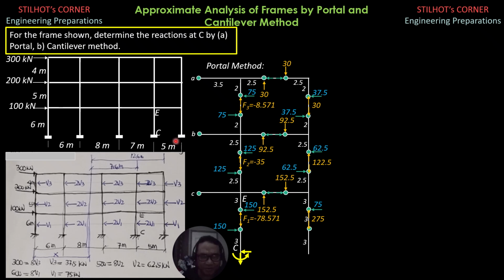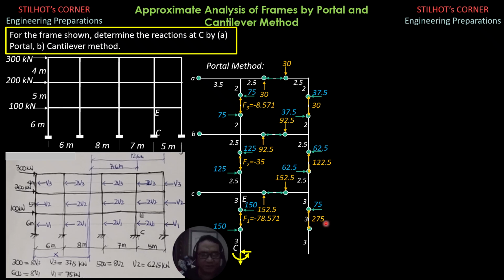sorry, plus 125 times 2.5. Then you'll get F2 equals negative 35. And you do the same thing, same procedure. Proceed to this. Summation moment about this point.